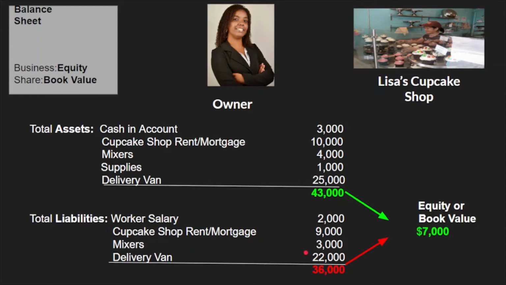So she has total liabilities of $36,000. That makes her total equity in this company only $7,000. So when we break her company down, if she decides to sell everything and take care of all these liabilities, that's all Lisa's Cupcake Shop is worth: $7,000 in equity or book value.